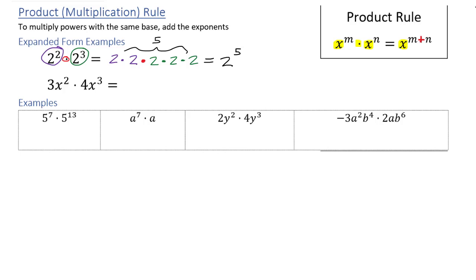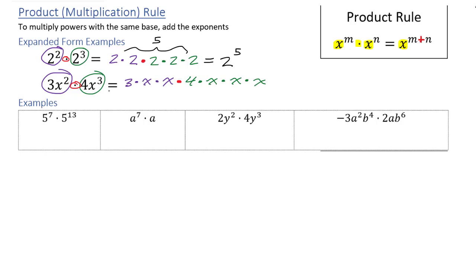All right, so let's look at this one here. So we have 3x squared, right? So 3 times 2 x's. If we expand that, that's what that would look like. 3 times 2 x's times, so I'm just going to put another dot there for times, 4 and 3 x's. Right, so if we expand this out fully, this is how we would write it. 3 times x times x times 4 times x times x times x.